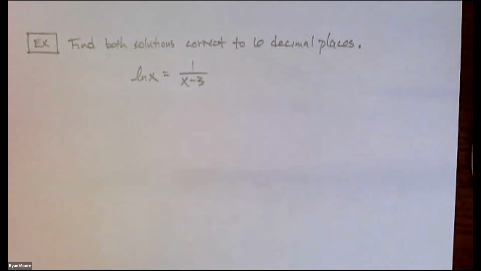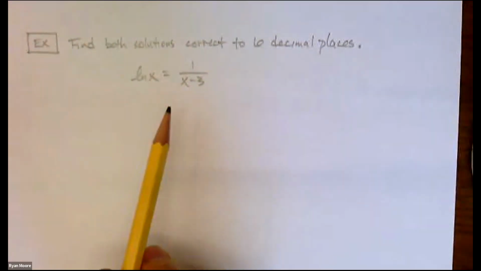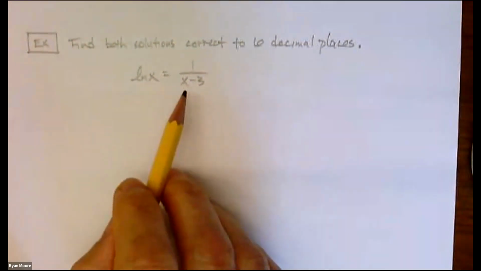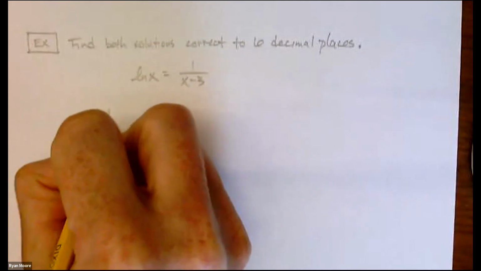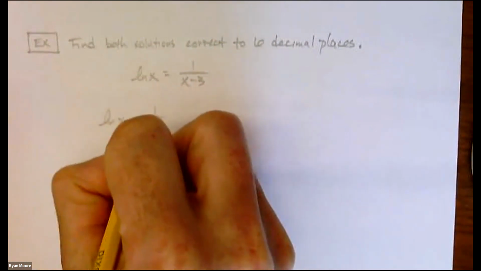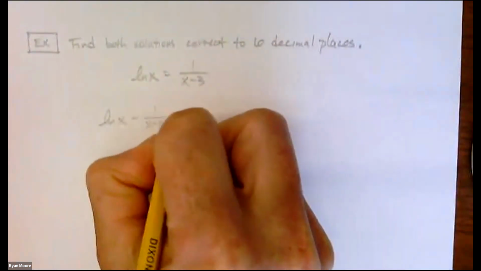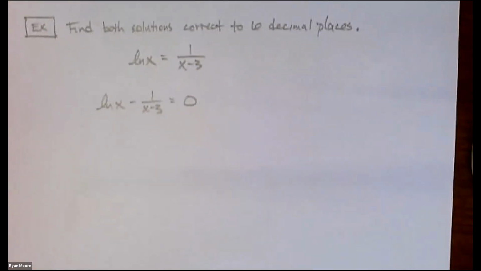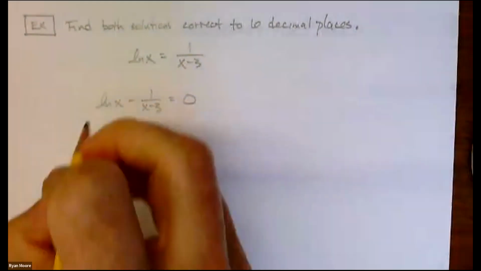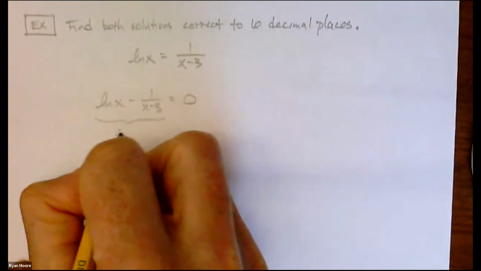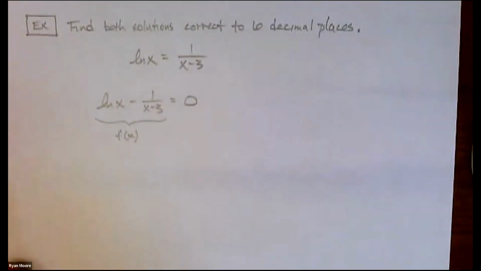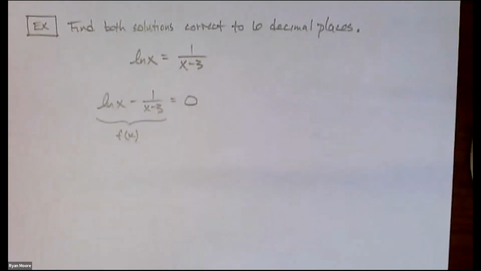We need to think of this equation as a function that we're trying to find the root of. What we can do is set one side to 0. I'm going to subtract this 1 over x minus 3, like so. So this will act as our f of x, and the x value that makes it equal 0 is obviously the root.